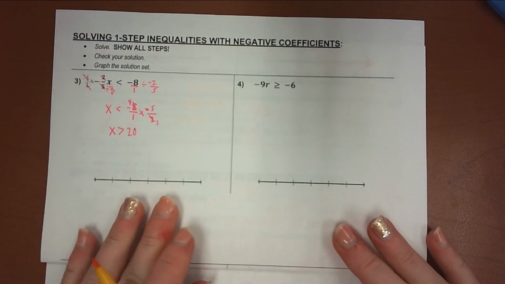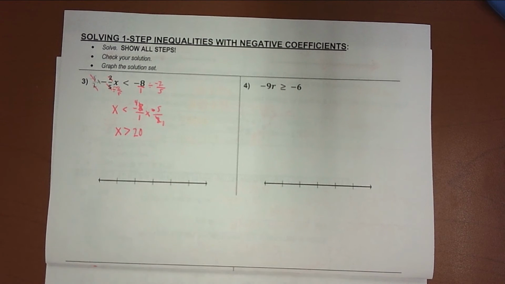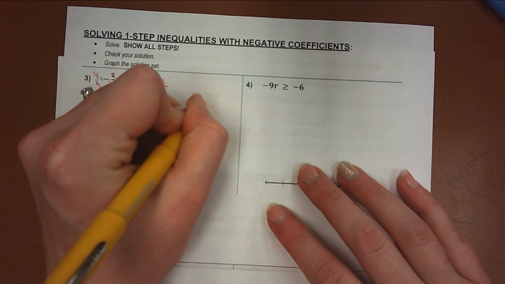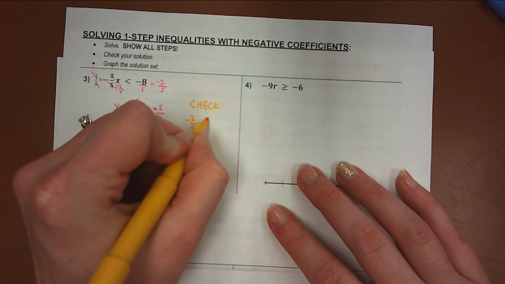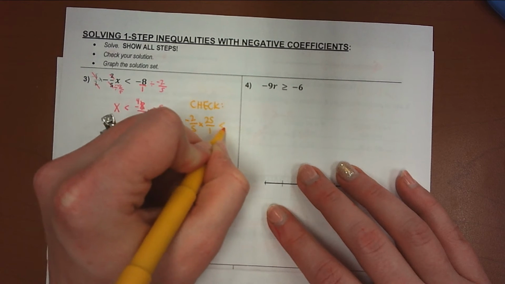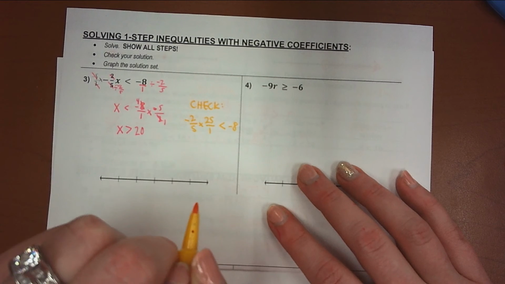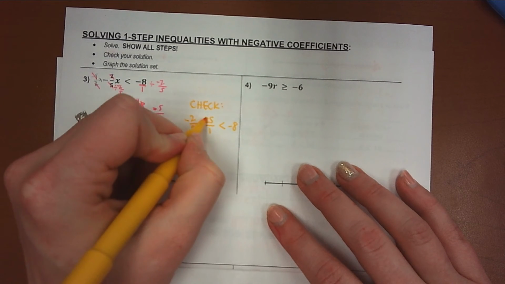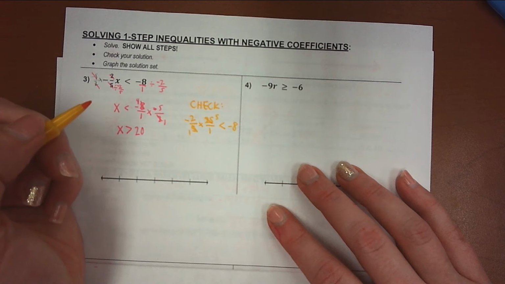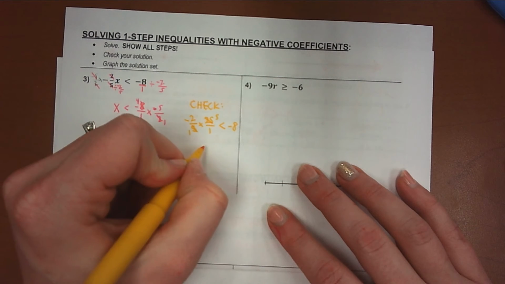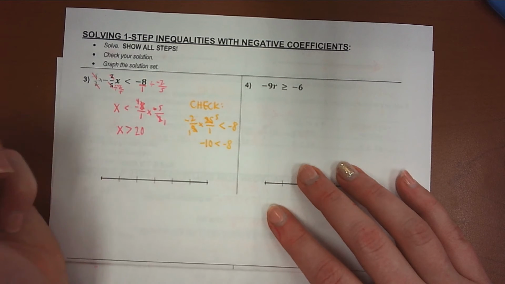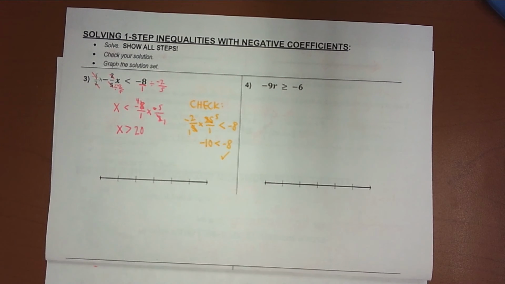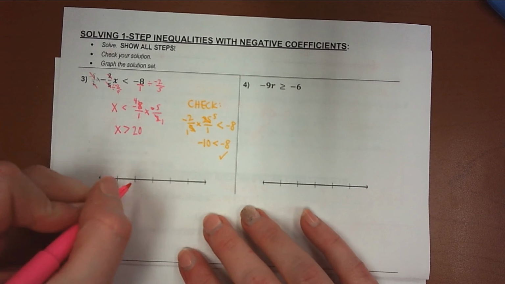If we check our solution, pick a number bigger than 20. Let's pick 25. Negative 2/5 times 25 over 1. I want to know, is that less than negative 8? Well, the 5 and 25 cross-reduce to be 1 and 5. 2 times 5 is 10. A negative times positive is a negative. Is negative 10 less than negative 8? It sure is. So my answer of x is greater than 20 seems like it makes sense.